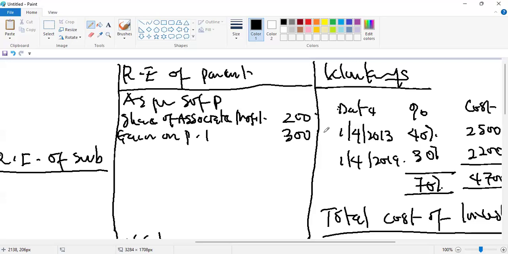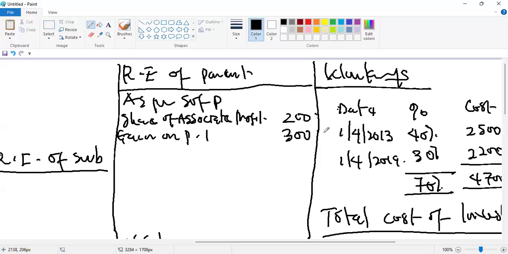Additional information too. At the time of achieving the controlling interest in Lowland Limited, the fair value of identifiable net assets approximated their carrying amounts, with the exception of the following items. One: an item of plant whose fair value exceeds the carrying amount by 150,000. On 1st April 2019, the item of plant had a remaining economic life of 6 years. Useful life of 6 years.